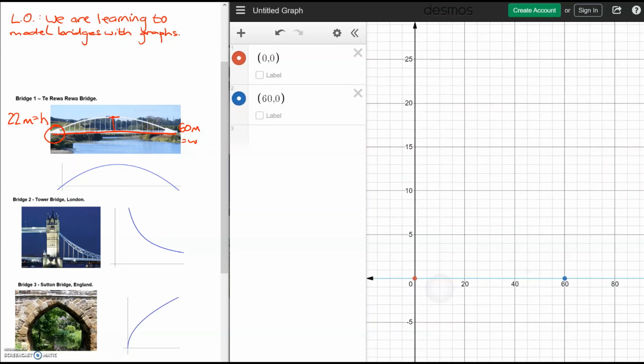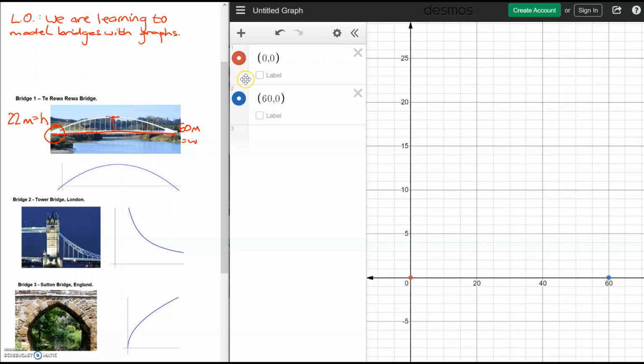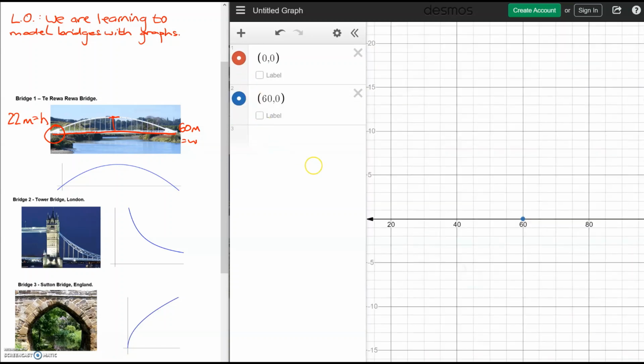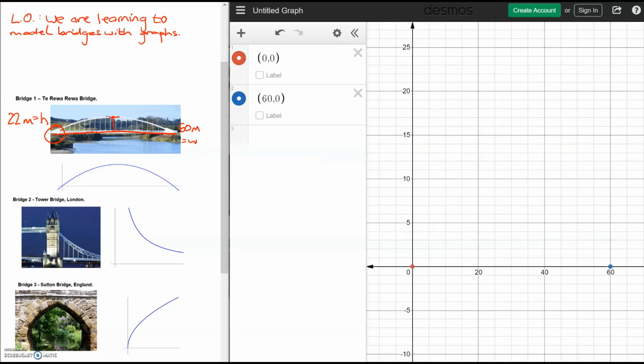So we've got those 2 points. Just going to zoom that out so it looks a bit better. So we've got some x-intercepts. And the other thing we have information on is the vertex as well. We know it has a height of 22. And we know that vertex should be at the 30 meter mark, or the middle. So 30, 22. There you go. So this here's our bridge.